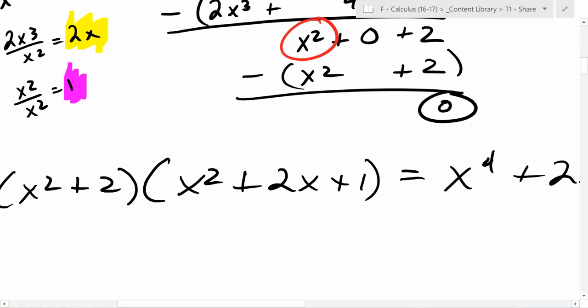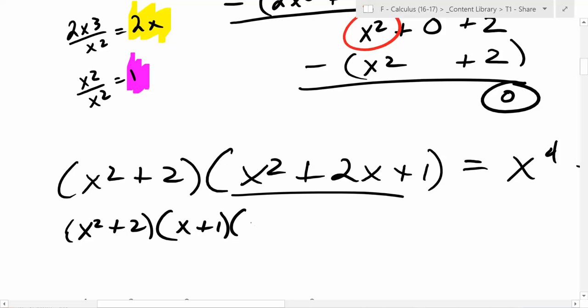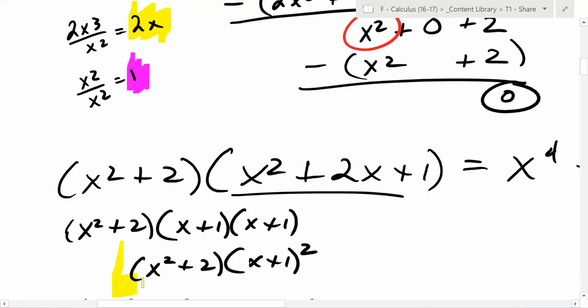Yeah, so if I asked you to fully factor this, this stays x squared plus 2. What does this turn into? x plus 1 times... So you could write it as x squared plus 2 times x plus 1. This would be the fully factored form that I would be looking for right there. That right there is the awesome final answer.